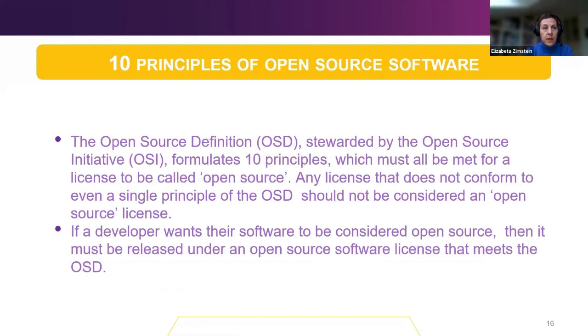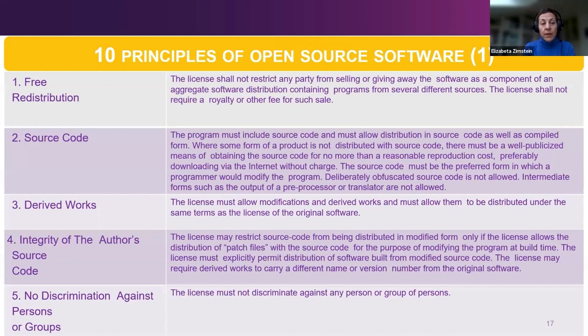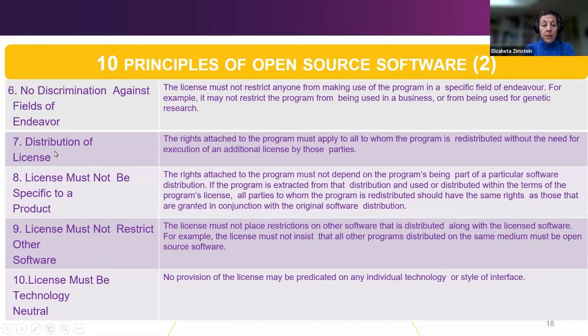The 10 principles of open source must all be met for a license to be called open source. Any license that does not conform to even a single principle of the OSD should not be considered an open source license. Those principles regard the freedom of redistribution, the source code, derived works, integrity of the author's source code, discrimination, distribution of license, restrictions, and technology neutrality.